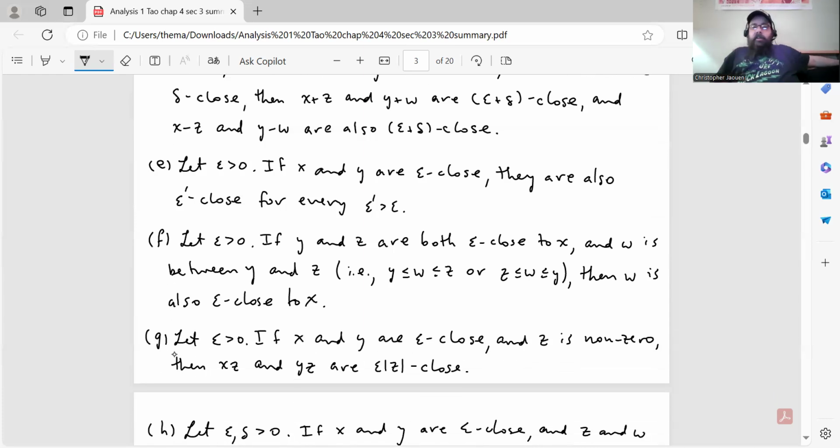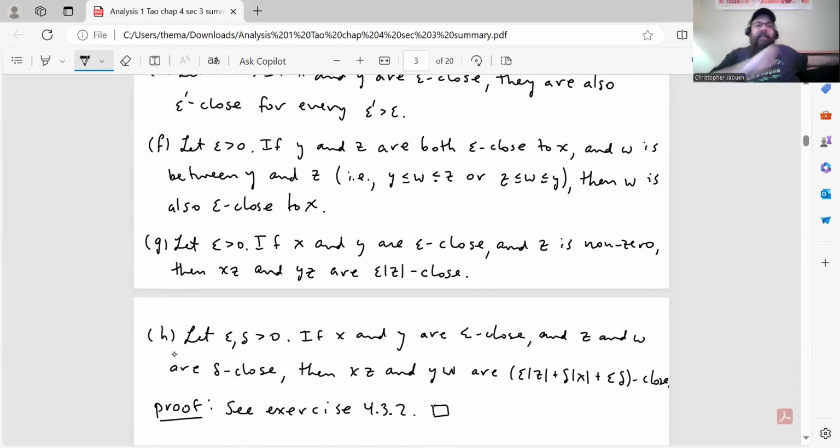Part E, let epsilon be greater than 0. If x and y are epsilon close, then they are also epsilon prime close for every epsilon prime greater than epsilon. I don't know why that was so hard for me to read. Part F, let epsilon be greater than 0. If y and z are both epsilon close to x and w is between y and z, in other words, y is less than or equal to w, less than or equal to z, or the other way around, then w is also epsilon close to x.